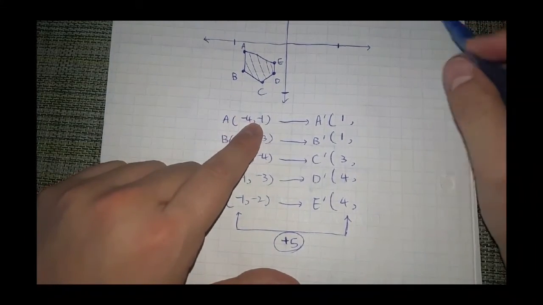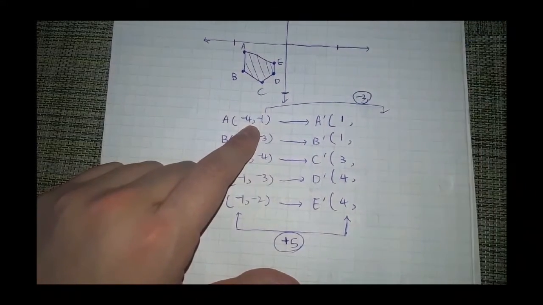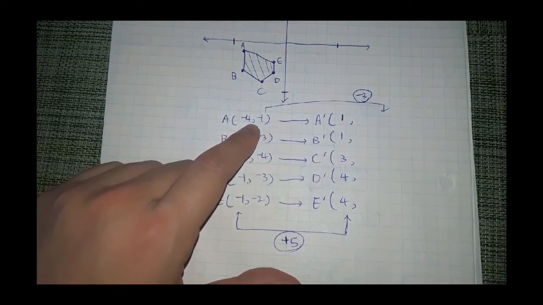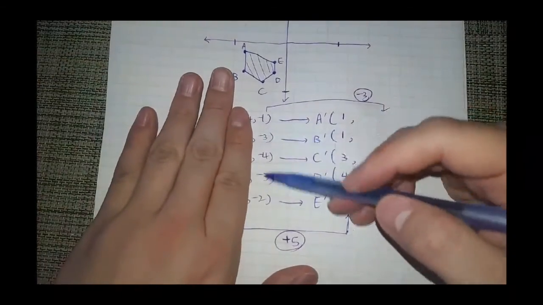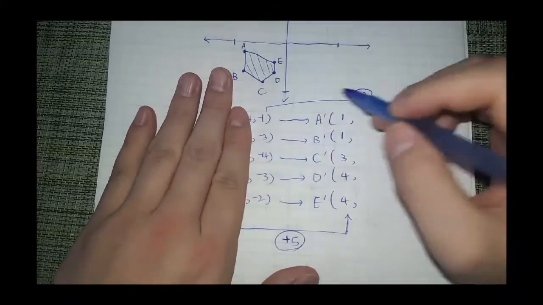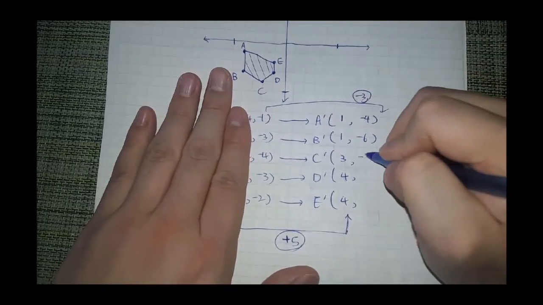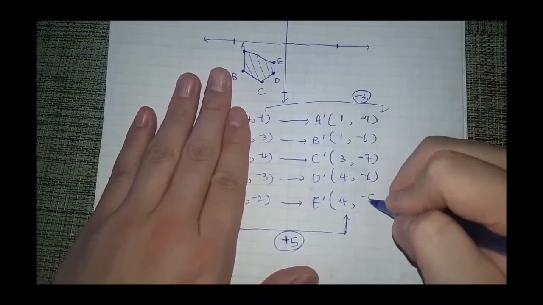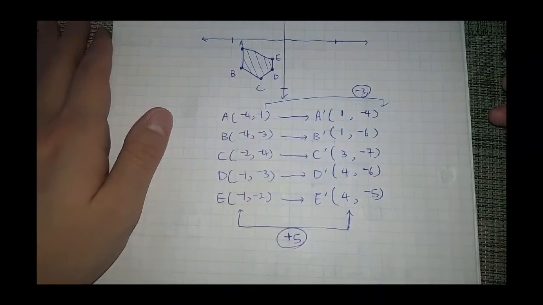Next part, 3 units down. If you look at it from the second coordinate perspective, that means we need to apply minus 3 to whatever the integer is. So negative 1 minus 3 is negative 4, negative 6, negative 7, negative 6, negative 5. So we have these coordinates.